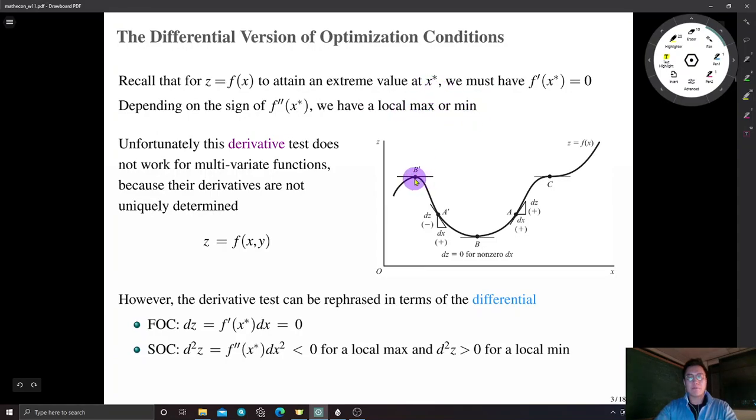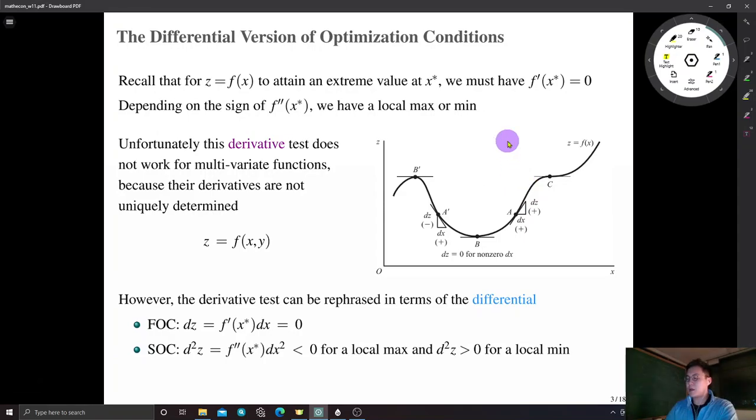So at point B prime, the second derivative is negative, so the function is concave. The graph of the function is bent downward like this. And at point B, the second derivative will be positive. So the function is convex, or the graph of the function is bent upward. Okay? So that is what we studied in chapter 9.